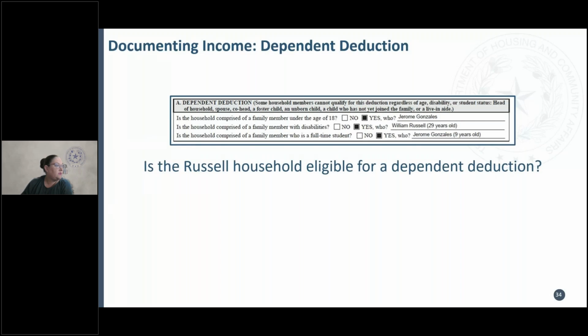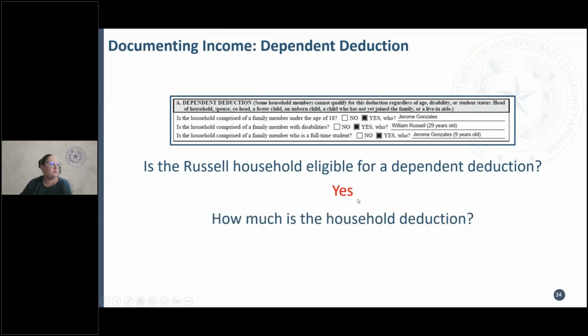All right, let's see if we can get to 50% voted. We're at 36% now. So if you haven't voted, click over and give me a yes or no. Is our Russell household eligible for a dependent deduction? Leave it open for a few more seconds. All right, we didn't quite get to 50%, but in the interest of time, I'm going to close it. We almost got to 49. Most of you said yes, that is correct.